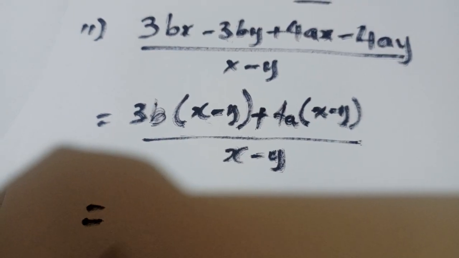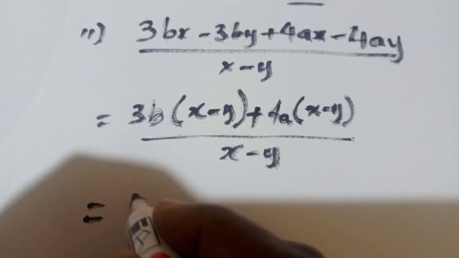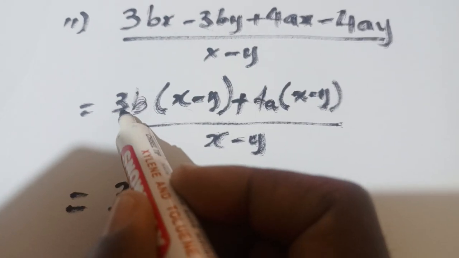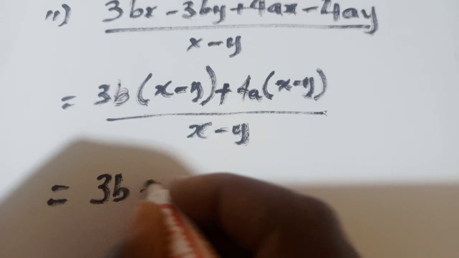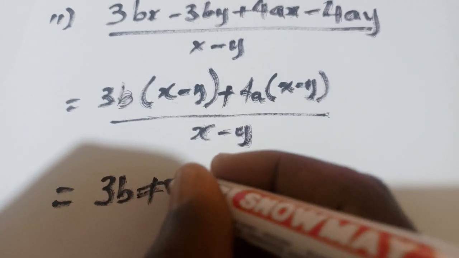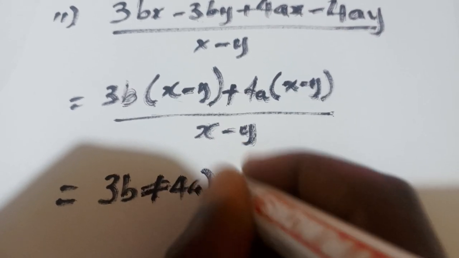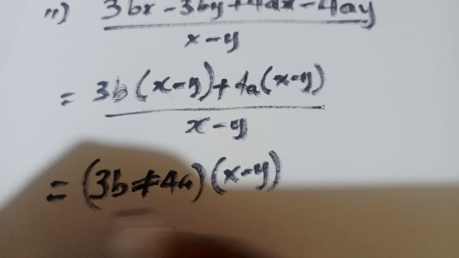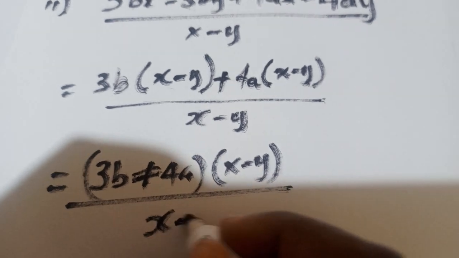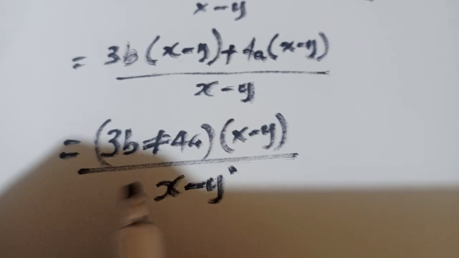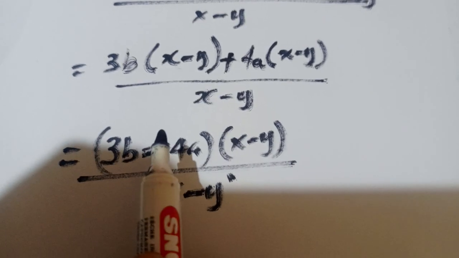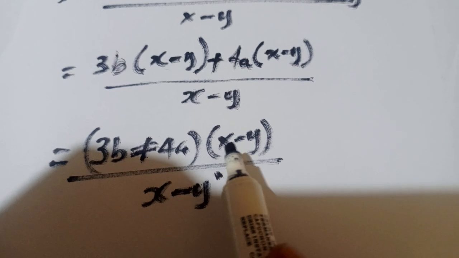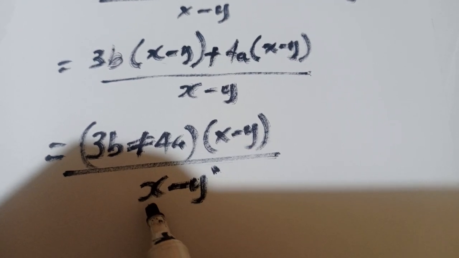So we have the factorized form of the numerator. In this case, will now be 3b, we take the terms that are out, 3b plus 4a, and then one of the brackets, x minus y, all over, remember our denominator was x minus y. So as you can see here, we have factorized the numerator and we also have our denominator, and you can see we have an x minus y in the numerator and we also have x minus y in the denominator.